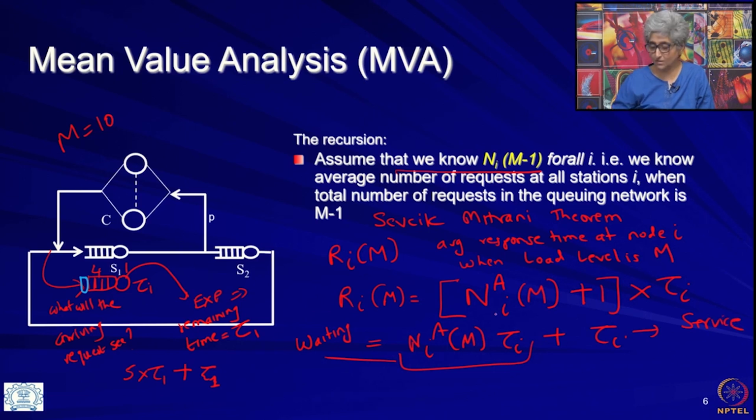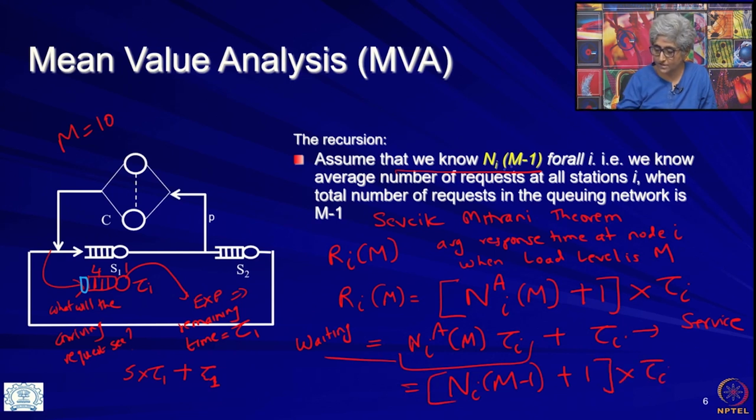Now, here is where the Sevcik-Mitrani theorem magically helps us. We can simply replace this N_i^A(m) by N_i(m-1) plus 1, multiplied by tau_i. I had said that we have to assume we know this. So, if we know this, I have R_i(m) for every single station. There is one special case here, that at the client node actually none of this matters.